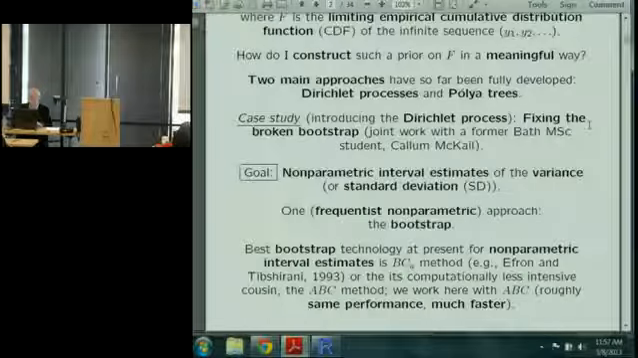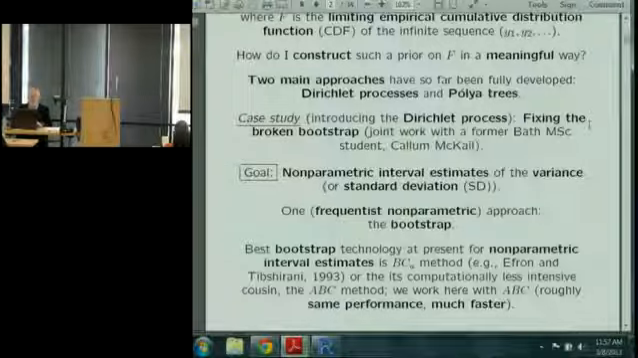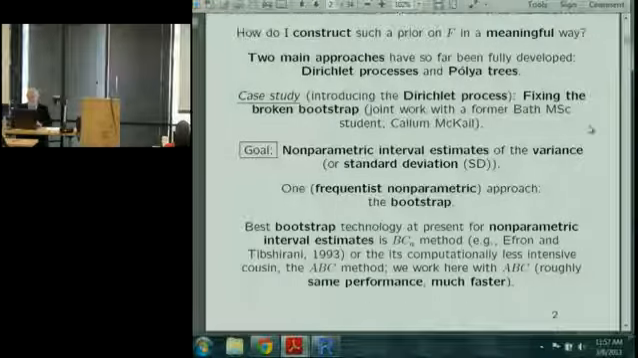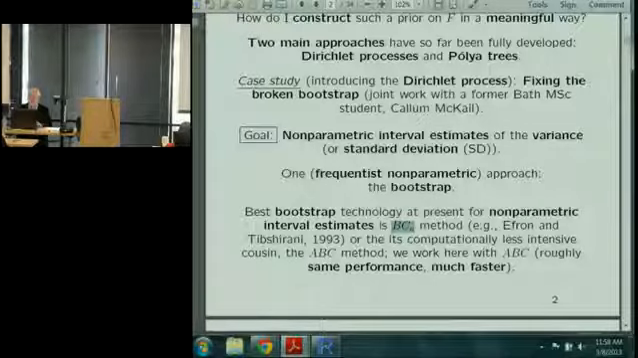So I'm going to try to use the Dirichlet process to construct non-parametric interval estimates of the variance, or equivalently the standard deviation of some population. And I've just introduced to you that one frequentist non-parametric approach is the bootstrap. And I mentioned a minute ago that the best bootstrap technology at present for non-parametric interval estimates is this thing called the BCA method. There's a computationally less intensive cousin called the ABC method that produces answers about the same as the BCA method, but quite a bit faster, and that matters on big data sets.